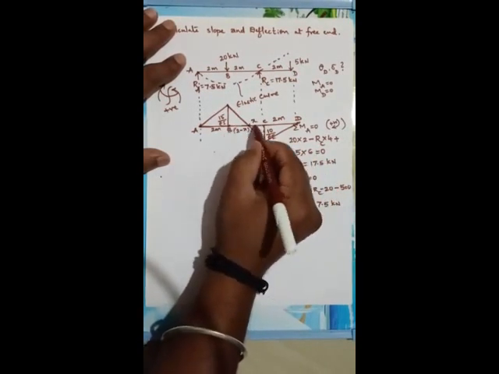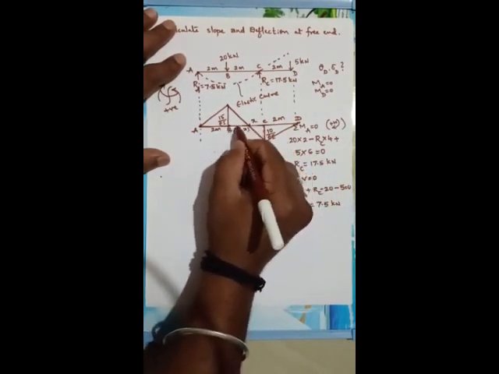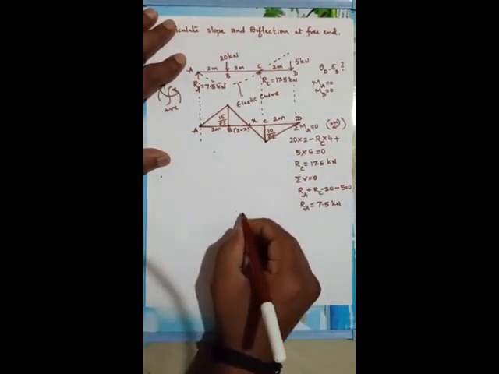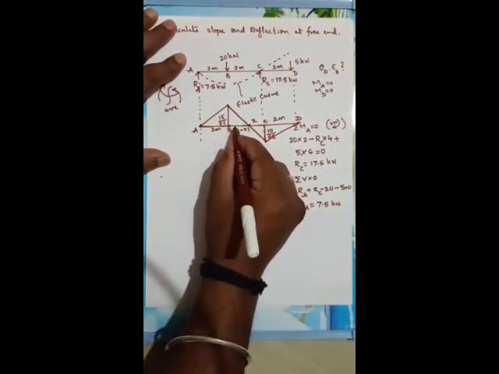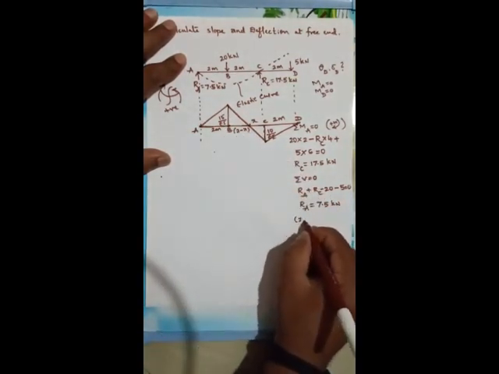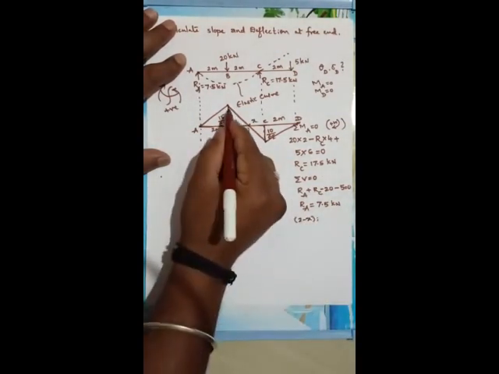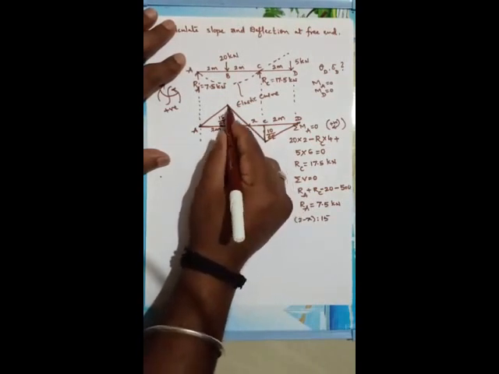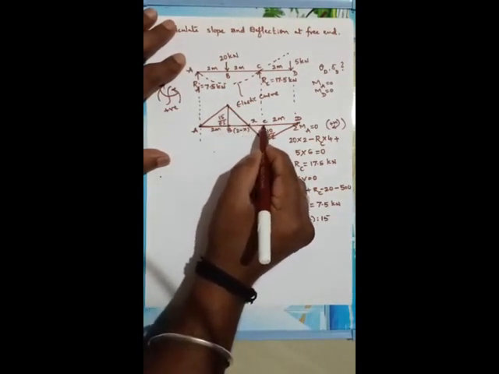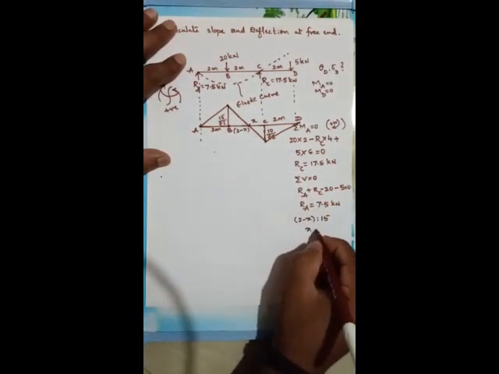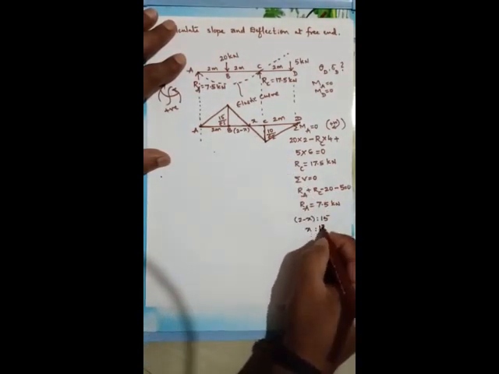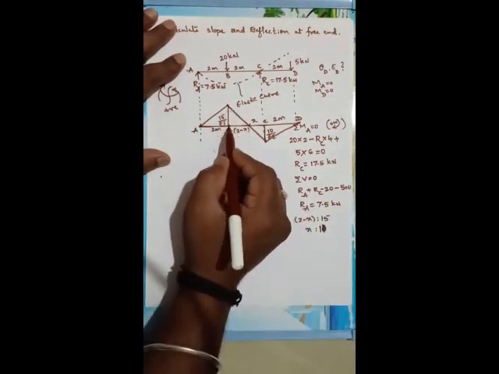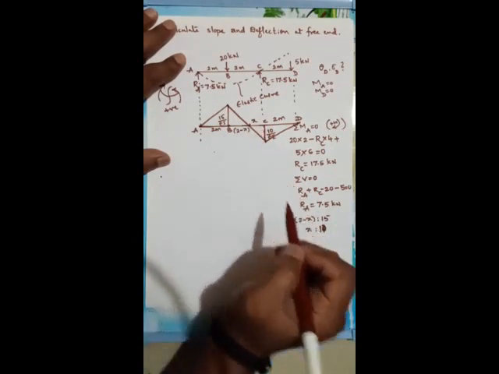Both the triangles have the same base. From similar triangles, if I write it like this: when the base is 2 minus X, the height of this triangle is 15. Similarly, when the base is X, the height is 10. So base 2 minus X, the height is 15; when the base is X, this height is 10.